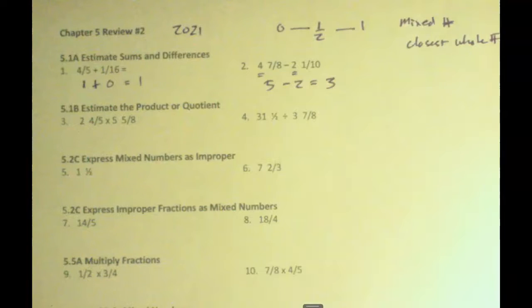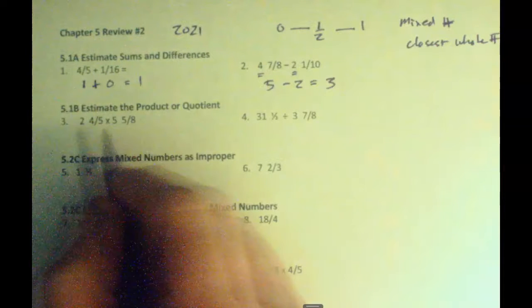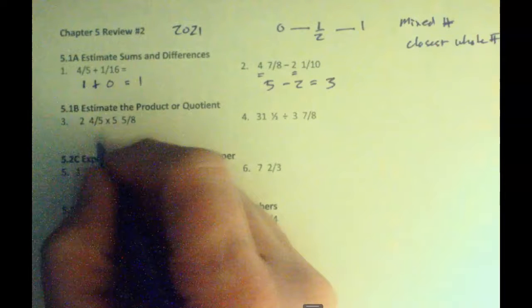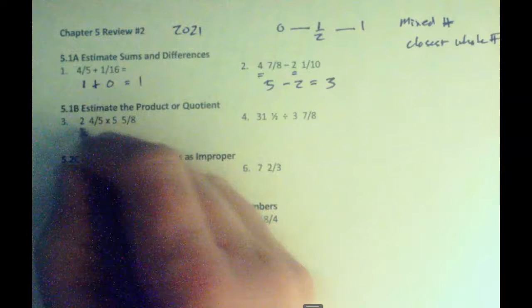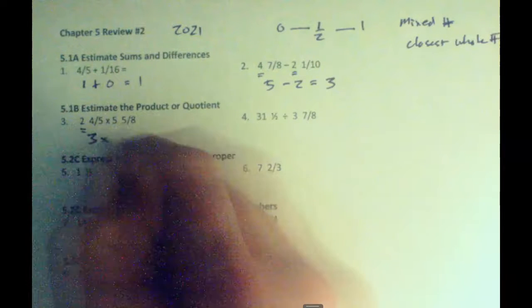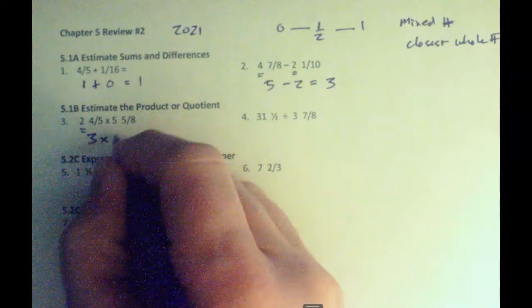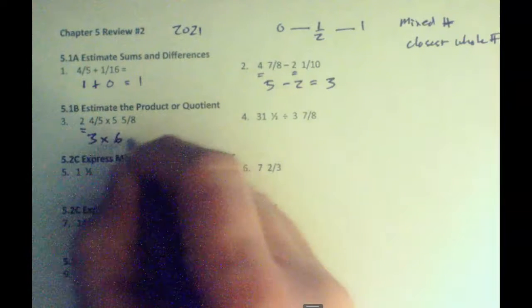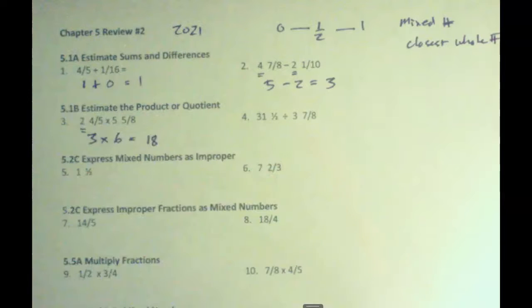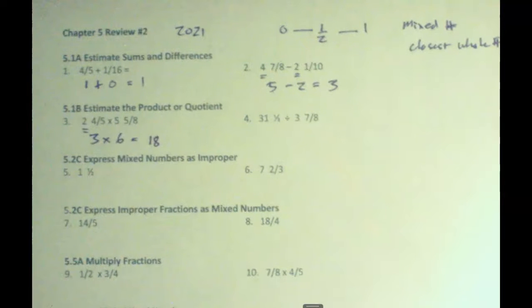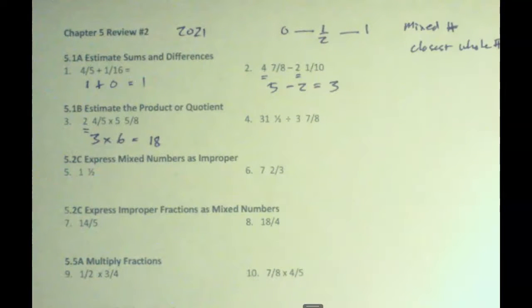We have to estimate the product or quotient here. We have 2 4/5. So again, is it closer to 2 or 3? This is closer to 3. And 5 5/8, well, it's more than a half, so this is really closer to 6. So 3 times 6 would be 18 for this one here. Again, we're just estimating. It's a great skill to have.